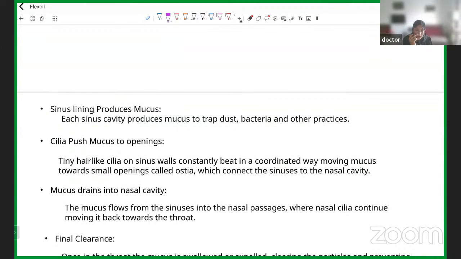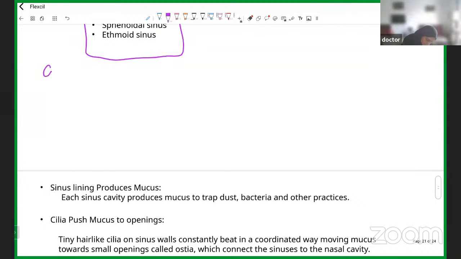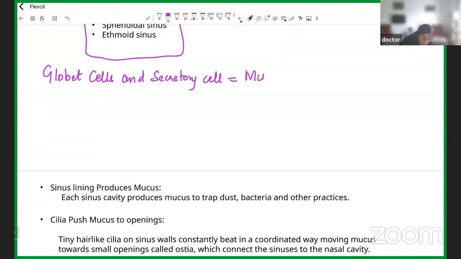So the sinuses that are lined within your nasal cavity will produce mucus. Now this mucus is produced to trap dust, bacteria, and other particles. So the nasal mucosa is actually very rich in goblet cells and secretory gland cells. Both of these play an important role in forming the mucus blanket. So you have goblet cells and secretory cells. Together, they create a mucus blanket.